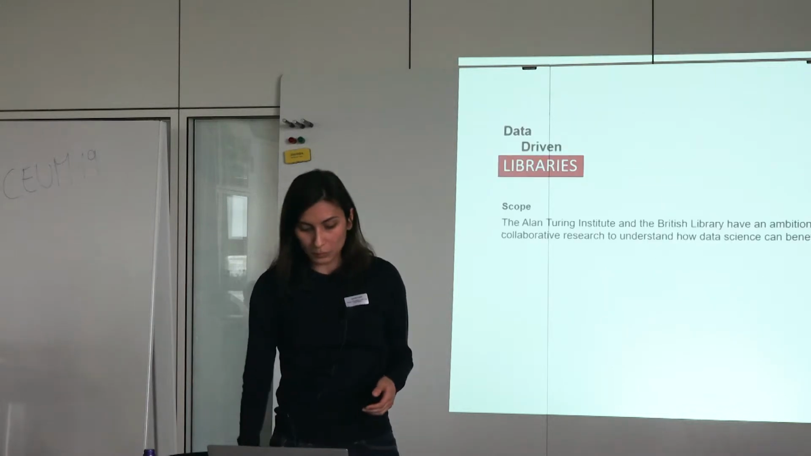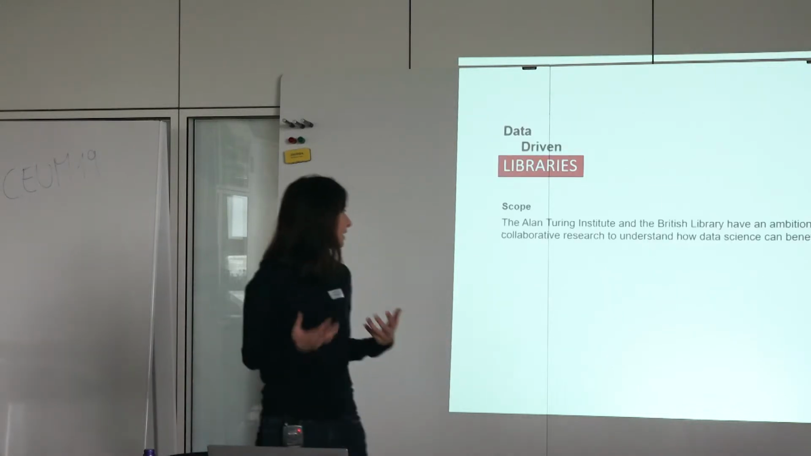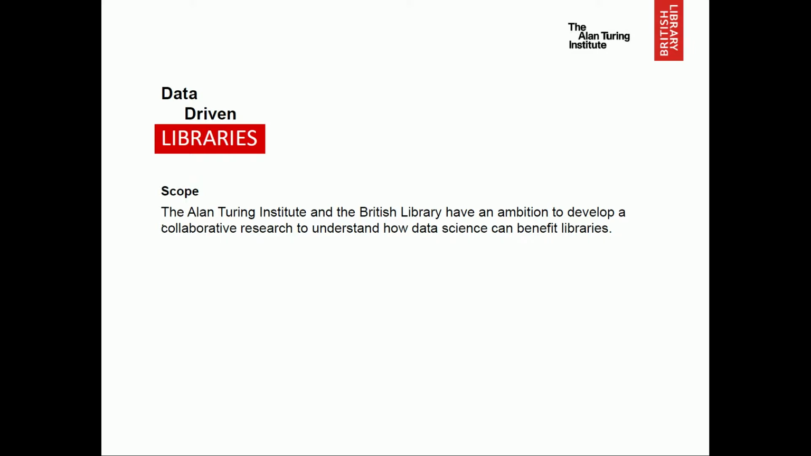So the scope of the project becomes something like this. We're trying to develop a collaborative research to understand how data science can benefit libraries. Very, very broad scope. But essentially, we are collecting a lot of data to understand what libraries are, how they're used, and how they affect cities as a social infrastructure.